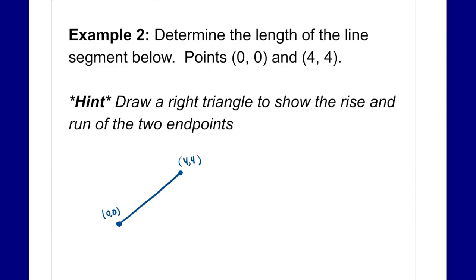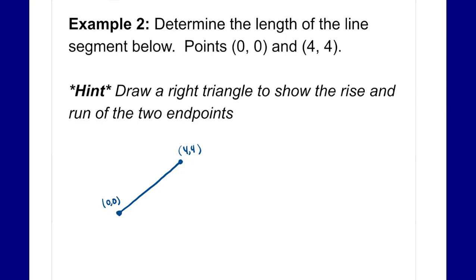But a hint that we're given is draw a right triangle to show the rise and run of the two endpoints. Okay, well if we show the rise, we're going up here. If we want to show the run, this is the run. Our rise is 4. We went from 0 to 4, and our run is 4 because we went from 0 to 4 for the x's. So is there something that we could do here that would help us determine this length?